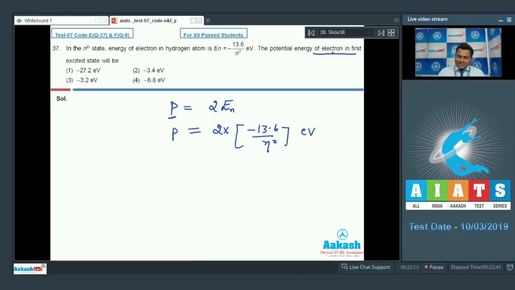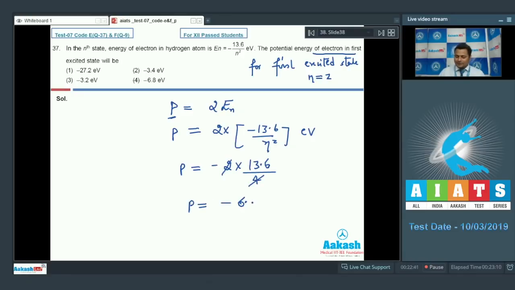Here it is given that electron is in first excited state. So for first excited state, n equals 2. Putting value, P equals minus 2 multiplied by 13.6 divided by 2 square, that is 4. After solving, we get the potential energy value as minus 6.8 electron volt. So finally this is our answer, and after looking at the options, we can say that option number 4 is absolutely correct. Let's move to question number 38.